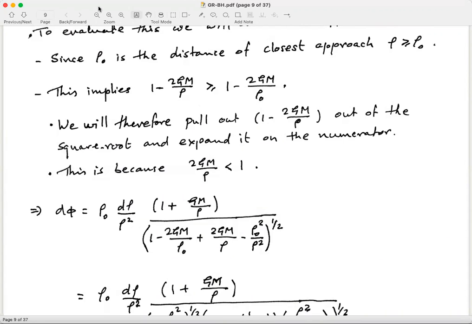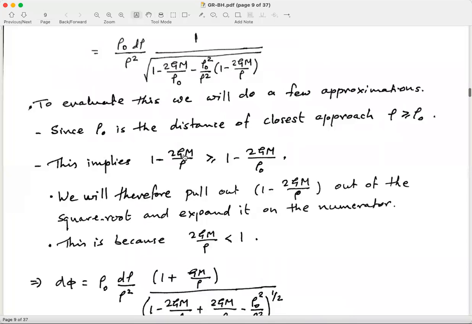Okay, coming back to this thing, what we'll do is pull out 1 minus 2gm from the square root and expand that quantity in the numerator. We expand that simply because we are taking values of rho which are larger than 2gm. In fact, the value of rho naught is also larger than 2gm. We are not trying to get into the region where rho is less than rho naught anyway.